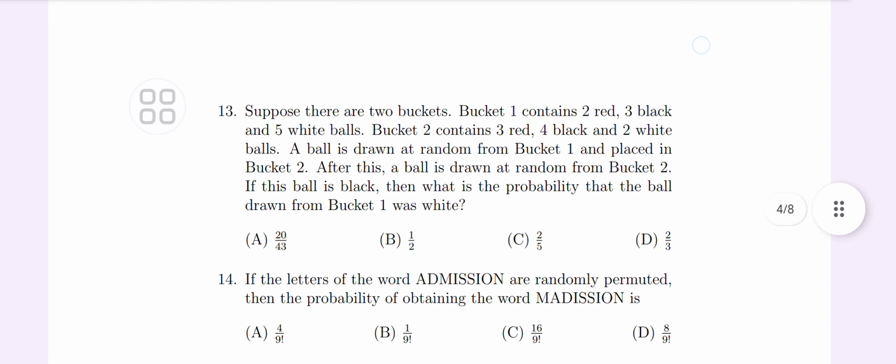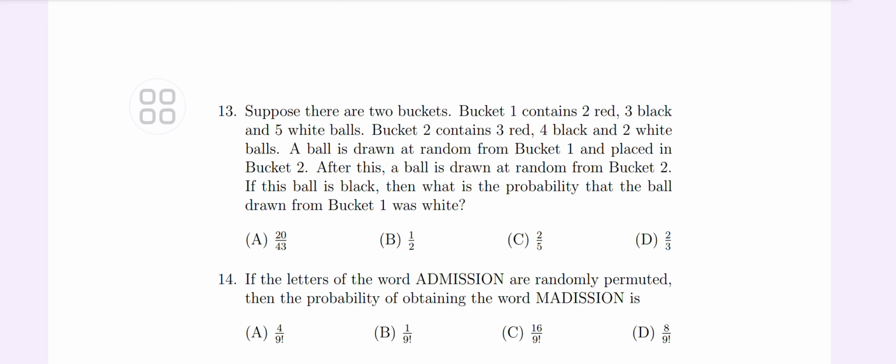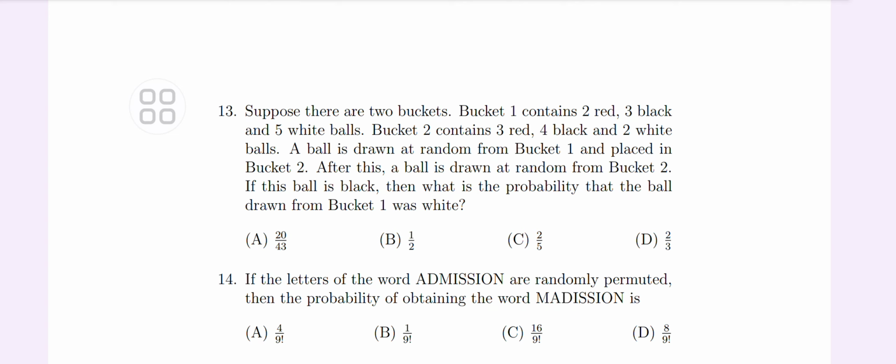Question number 13: suppose there are two buckets, bucket 1 containing 2 red, 3 black and 5 white balls, and bucket 2 containing 3 red, 4 black, 2 white balls. A ball is drawn at random from bucket 1 and placed in bucket 2. After this, a ball is drawn at random from bucket 2. If this ball is black, then what is the probability that the ball drawn from bucket 1 was white? So this is the question.